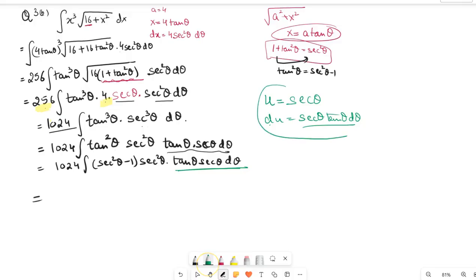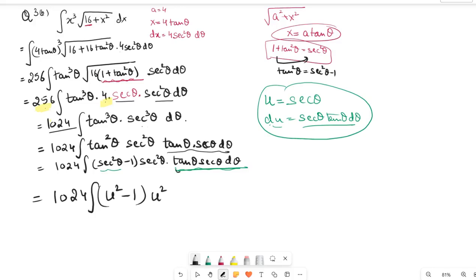After that, we are going to use the u substitution of secant theta. When we differentiate that, secant theta tangent theta is the derivative of secant theta. So that's already sitting in the question on purpose, right? So we have 1024 integral u square minus 1 times u square, and this would convert into du. We can distribute this u square inside. That would look like 1024 u4 minus u square du.